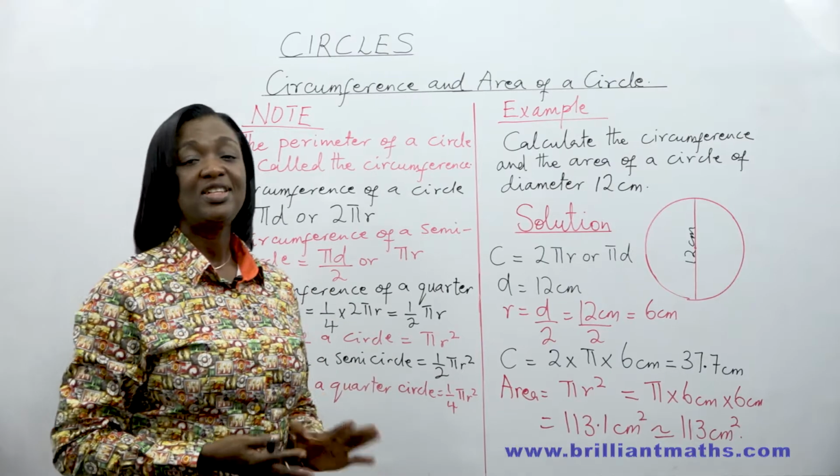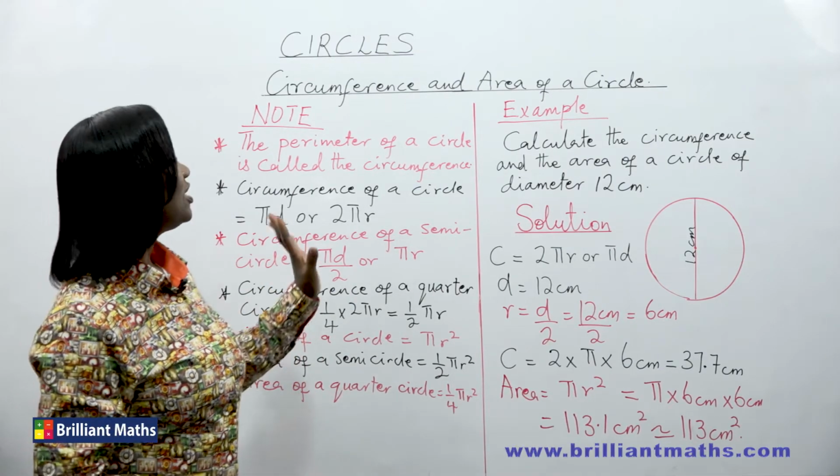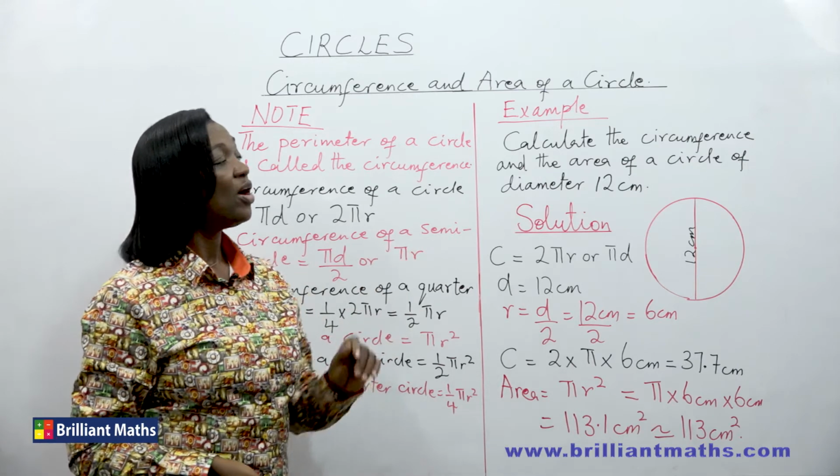Today's lesson is actually taken from Brilliant Maths Module 4. We're going to be looking at circles. Let's go for the lesson. In this lesson, we want to learn how to calculate the circumference and the area of a circle.